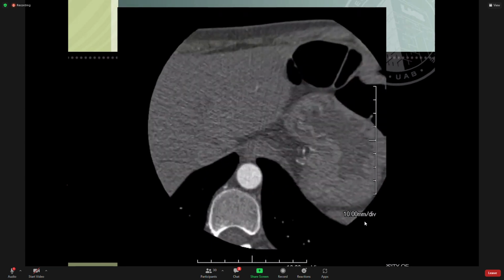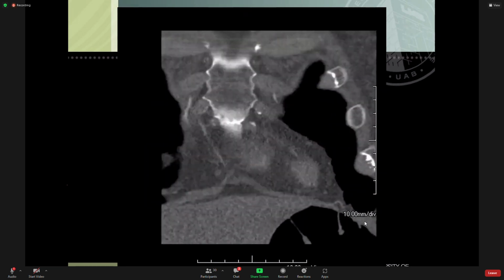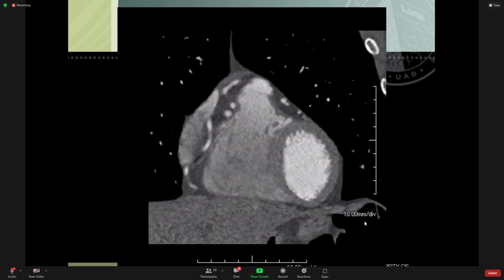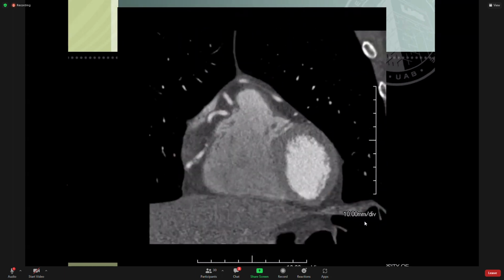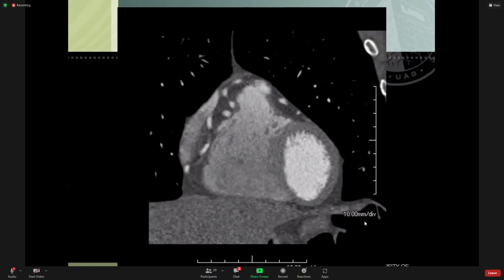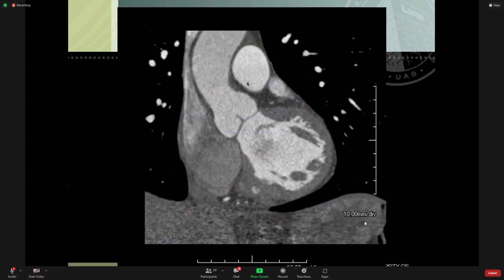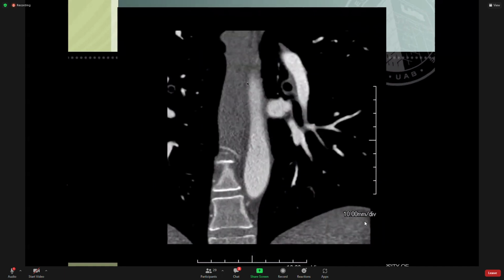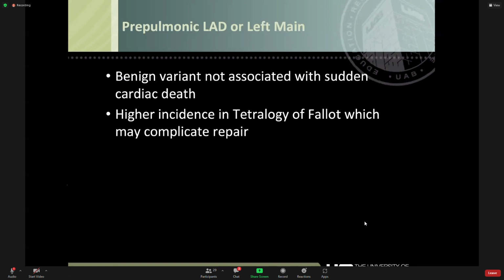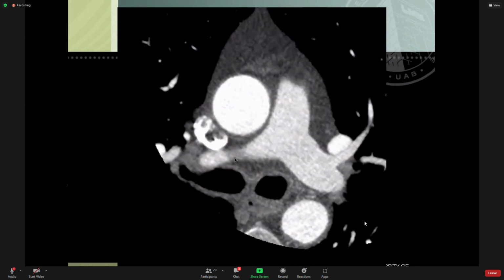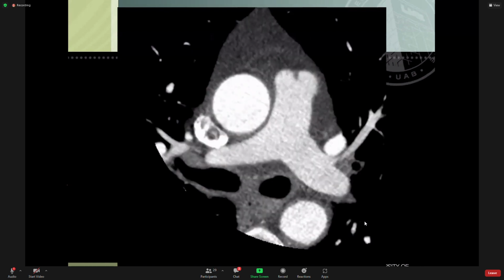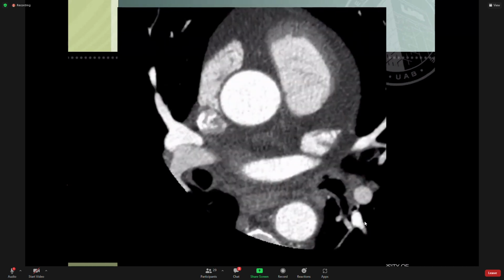But it does have a higher incidence in tetralogy of Fallot and can affect the surgical treatment of it. And here you can see the coronals, how we have this nice artery coming in front of the pulmonary. So benign variant, higher incidence in tetralogy of Fallot, which may complicate repair. All right, here's another benign anomaly.